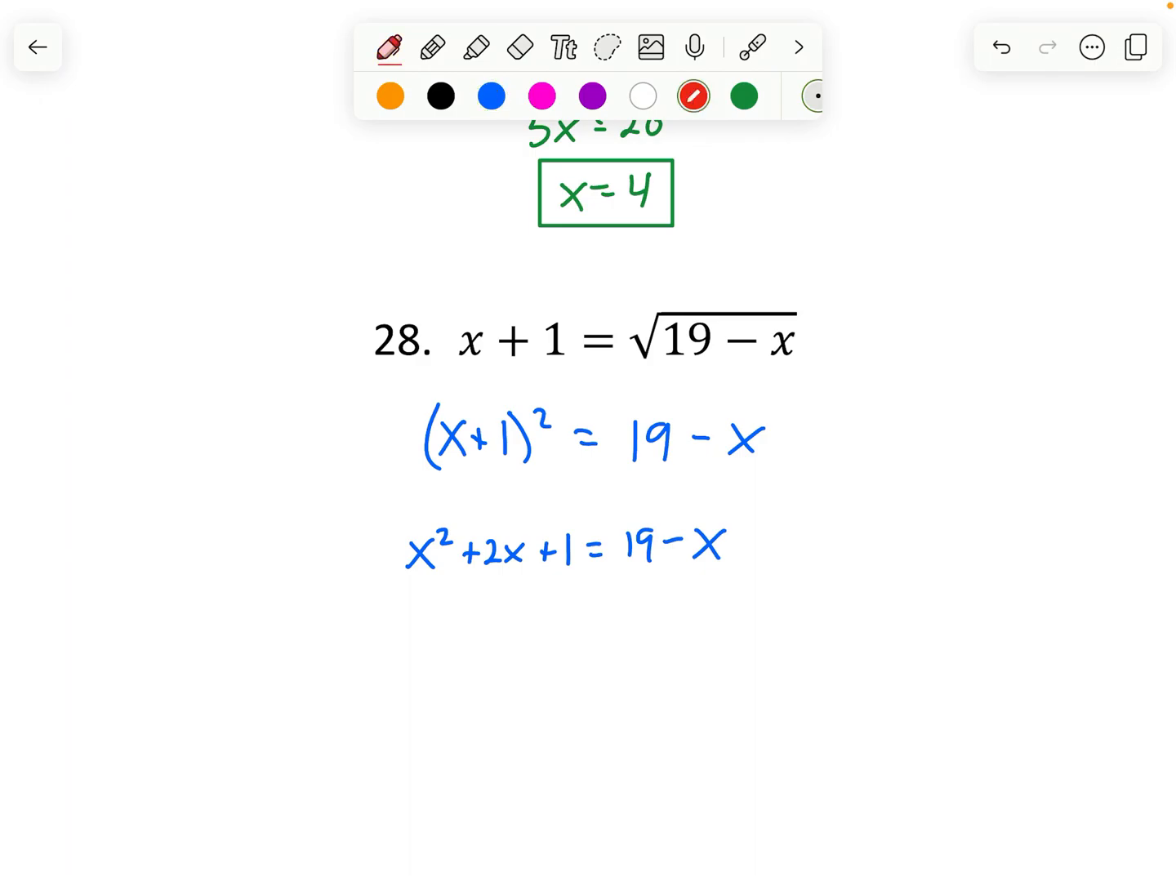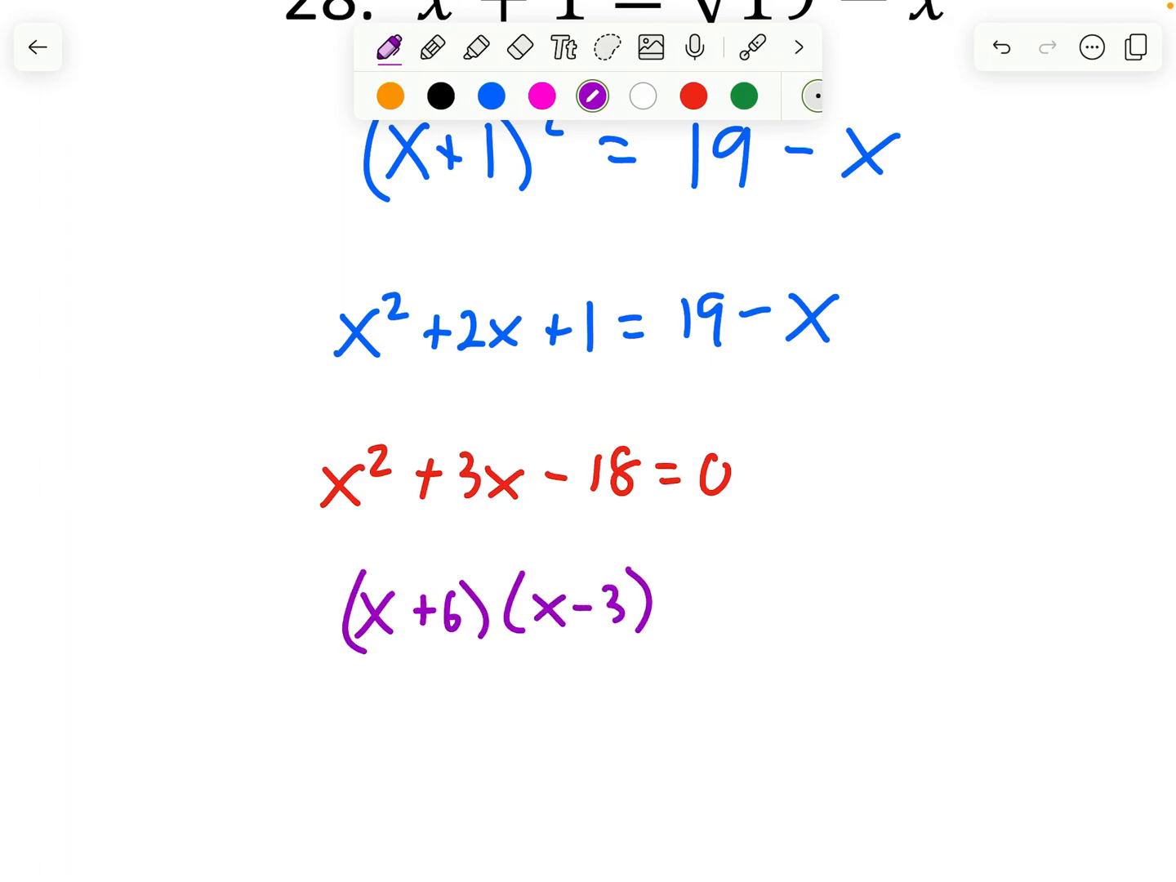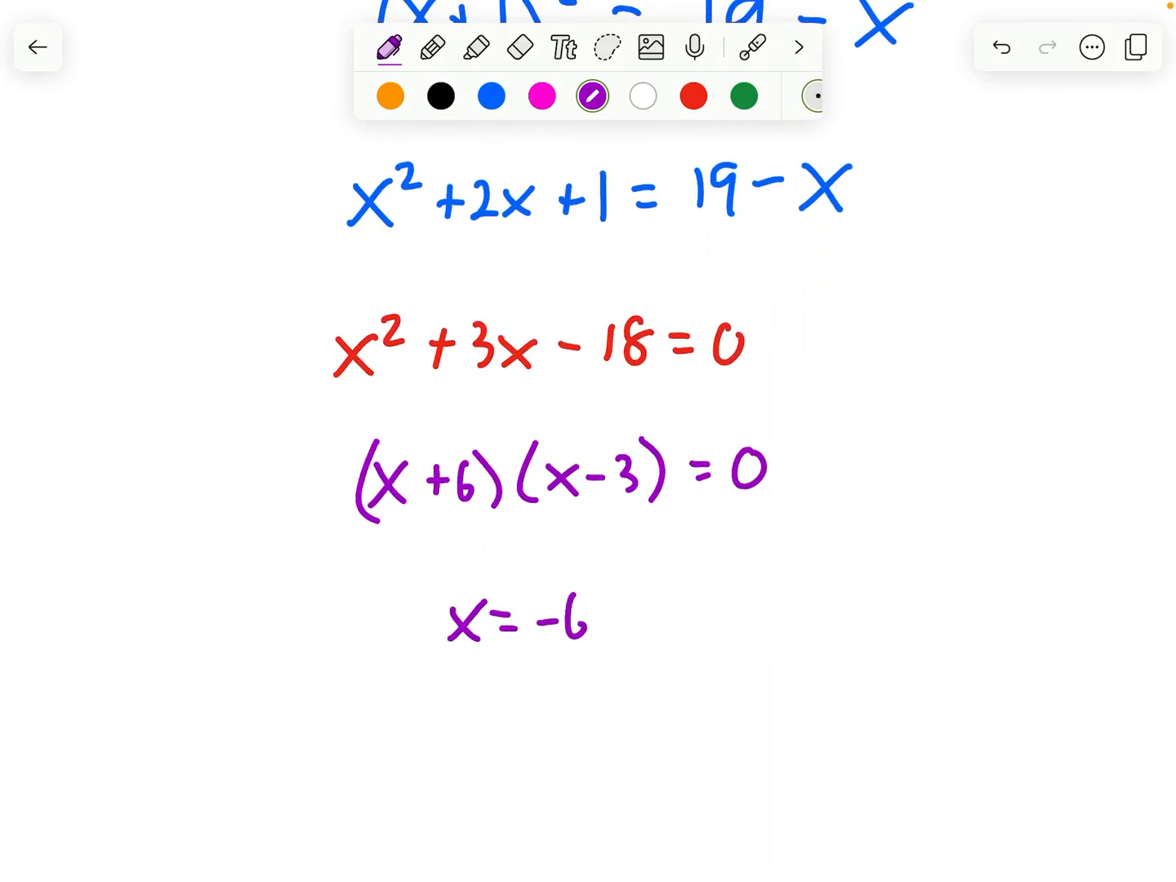Now we have a quadratic. So set it equal to 0. x squared plus 3x minus 18, sorry, equals 0. So that's me just moving this over here and this over here. And then 6 times 3 is 18. So you can get x plus 6, x minus 3 equals 0. And then therefore x equals negative 6, positive 3. Check for extraneous because I think one of those is going to be extraneous. So make sure you check it.